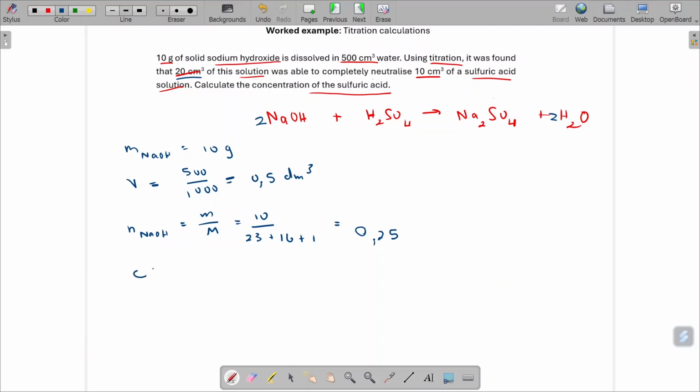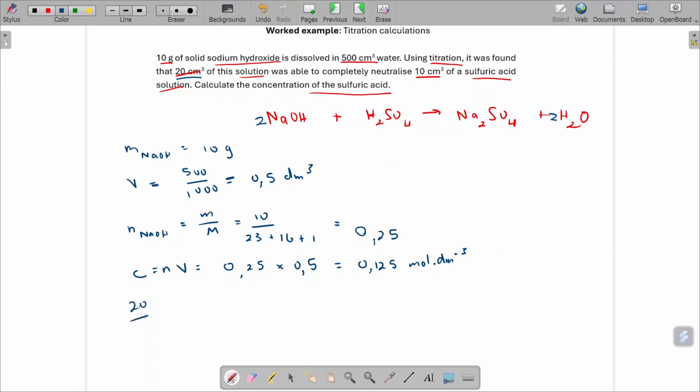So the concentration is going to be the number of moles multiplied by the volume. So that is 0.25 moles of sodium hydroxide multiplied by the 0.5 cubic decimeters of our solution, and that is 0.125 mole per cubic decimeter.